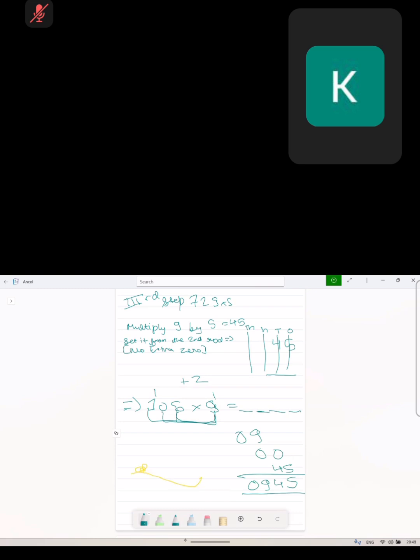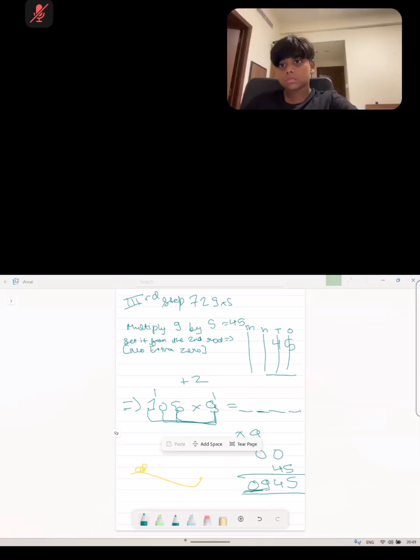In the answer, you can skip the 0, but don't skip the 0 here because it will mess it all up if you don't put the 0 here. Okay. Now to stop sharing. Understood? Any doubt? No, ma'am.